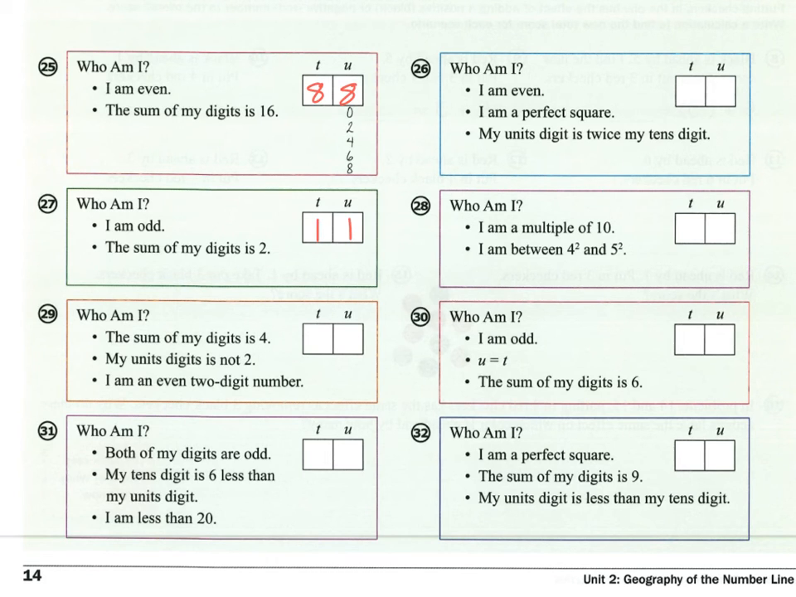As you work on these, definitely do some trial and error as you go. Let's look at number 29. The sum of my digits is 4. So right now I'm thinking like 2 plus 2, right? But my units digit is not 2, so it can't be that. I am an even 2-digit number. So that means my units digit has to be 0, because anything greater than that in the units digit would get me a sum greater than 4. And so that means my tens digit has to be 4. So the number 40 meets all of these requirements.